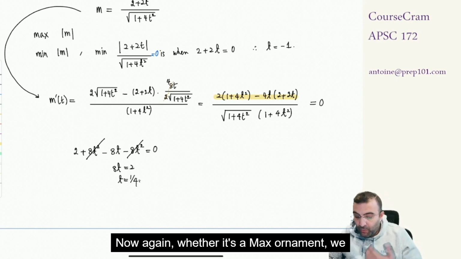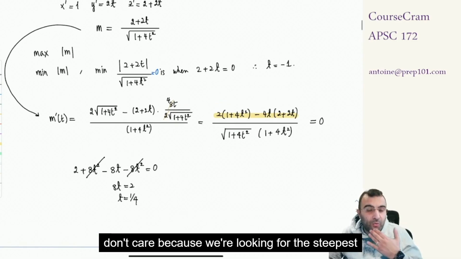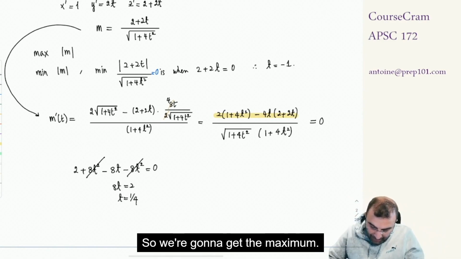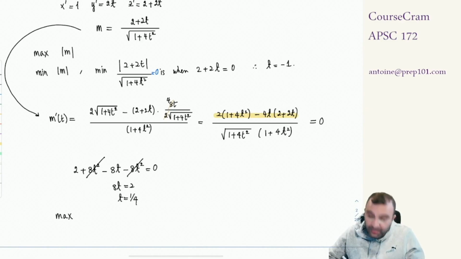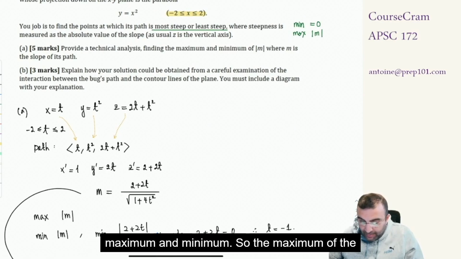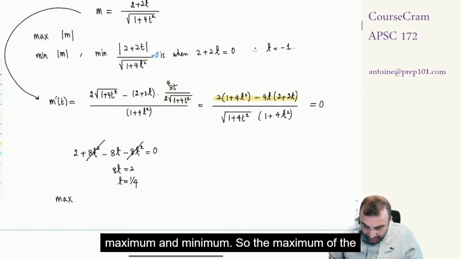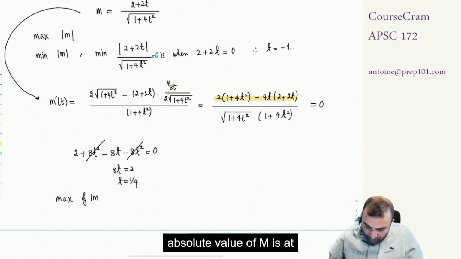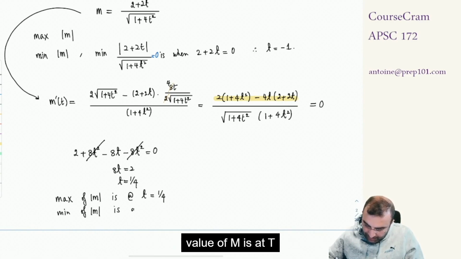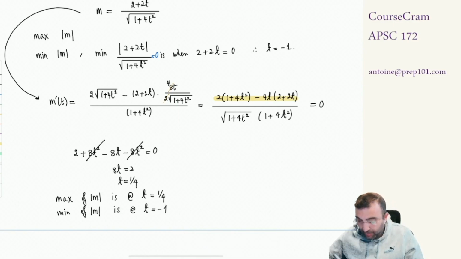Now, again, whether it's a max or a min, we don't care because we're looking for the steepest, whether going up or going down. So we're going to get the maximum. Let's look at the question. What did they ask for? Find the maximum and minimum. So the maximum of the absolute value of m is at t equals 1 over 4. And the minimum of the absolute value of m is at t equals minus 1.